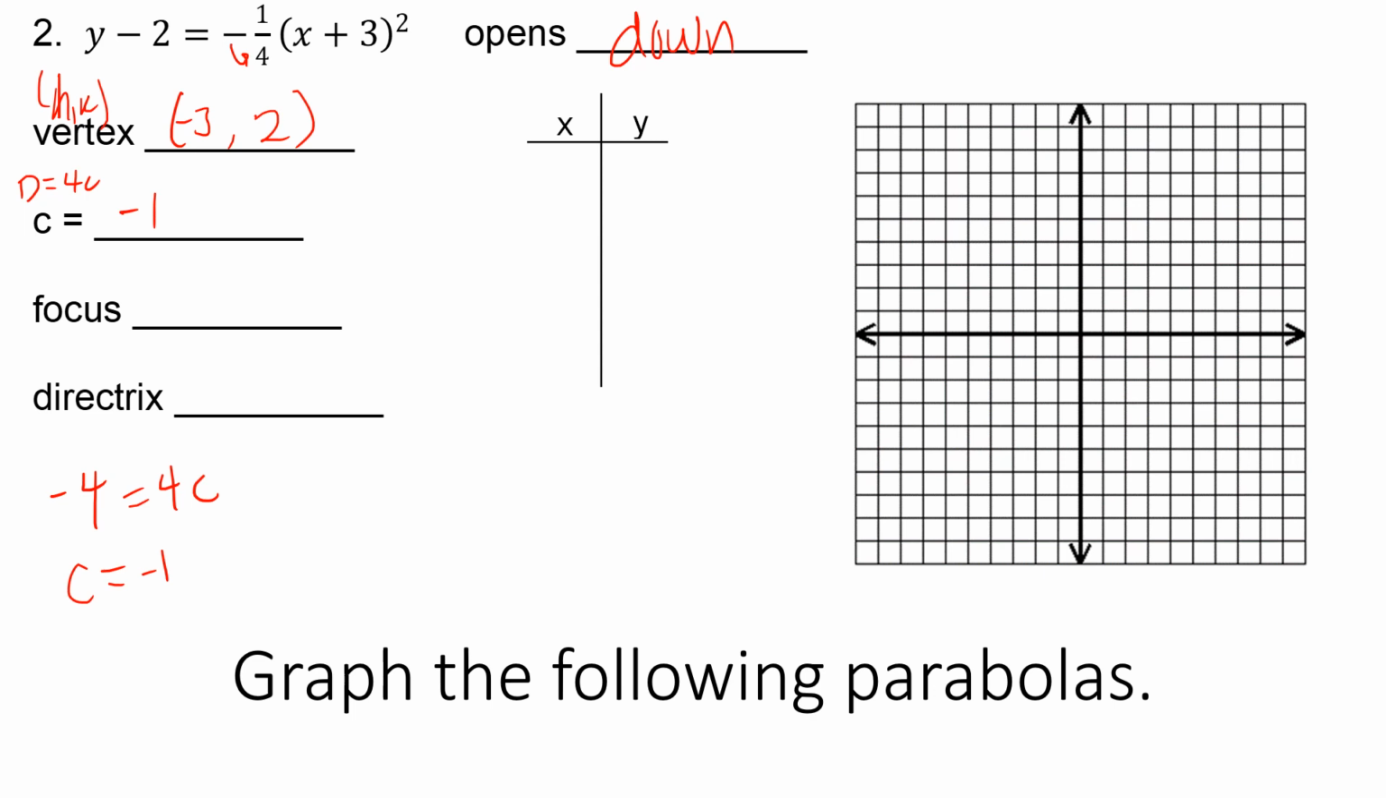Our focus, remember the focus rule was, it's a point, so it's going to be h comma k plus c. So our focus here, our h came from here. What do we have for h? We have negative 3. Our k comes from here. We have 2. So 2 plus negative 1 gives us what? Well, that's going to put our focus at negative 3, 1.